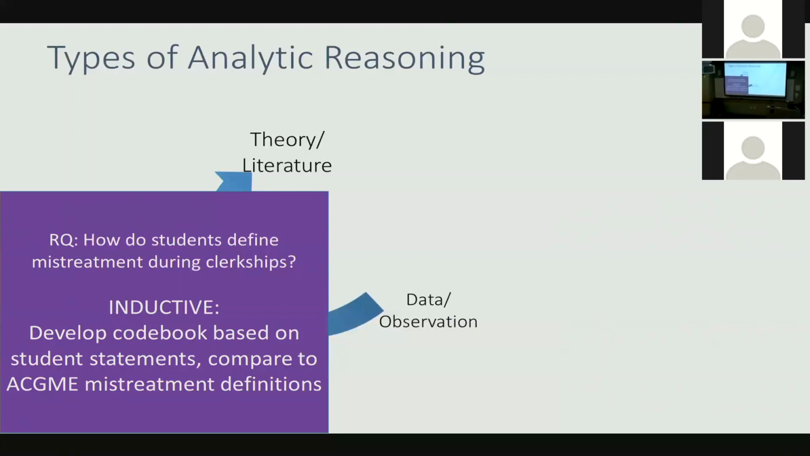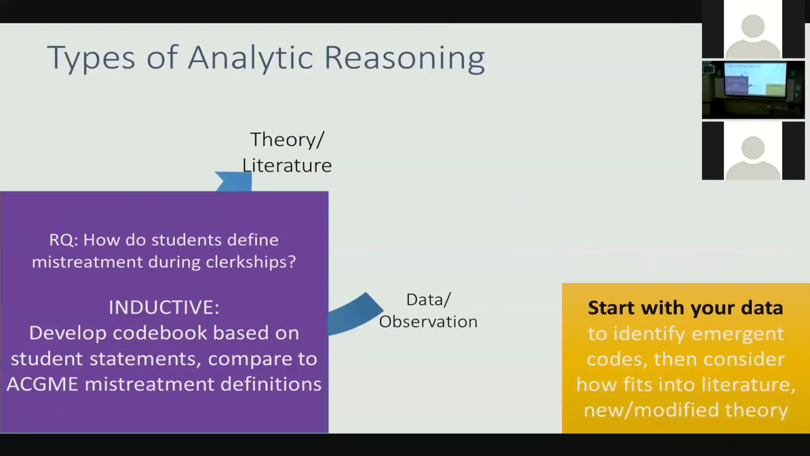Yeah, you might want to expand on the ACGME definitions, is what she said, right? So you might say, you know what, the ACGME definitions are good, but what if they're not good enough? What if our students are thinking that mistreatment is more than that, and that's not okay with the rest of us? We want to know what else students are experiencing and why, and how we can maybe address that through some programming efforts, okay? So again, you start with your data and you identify these emergent codes.